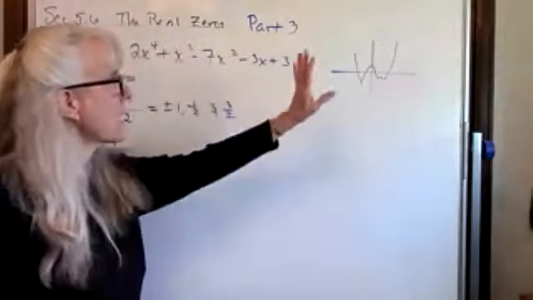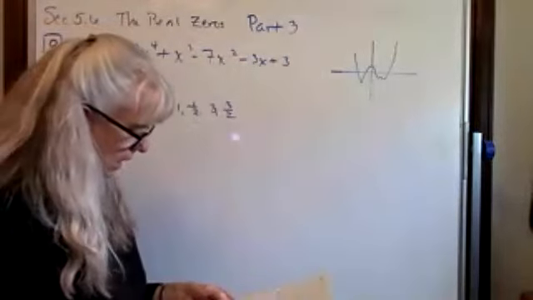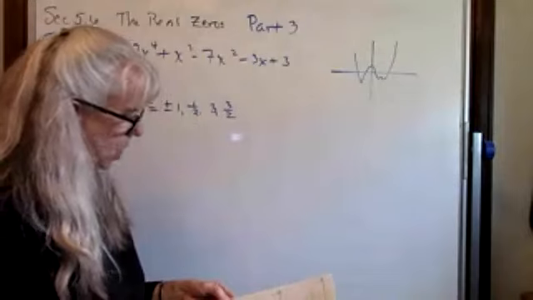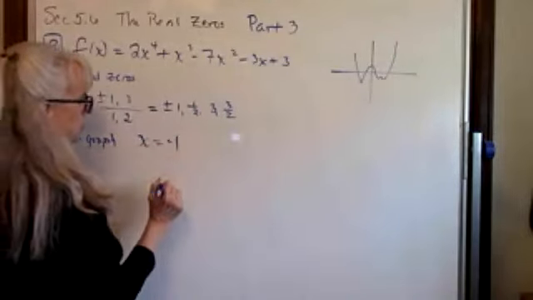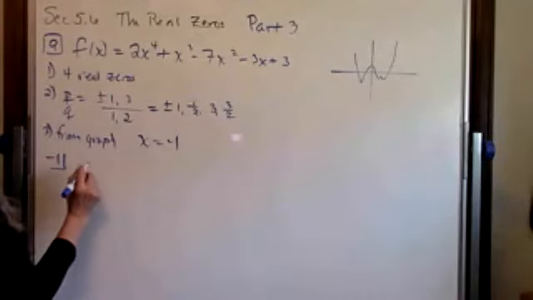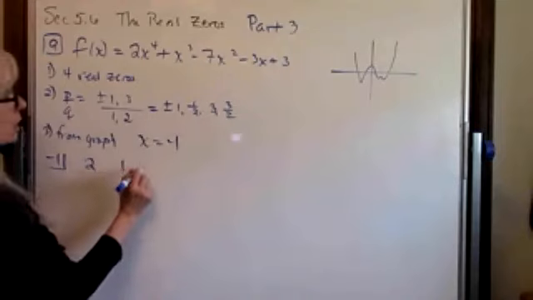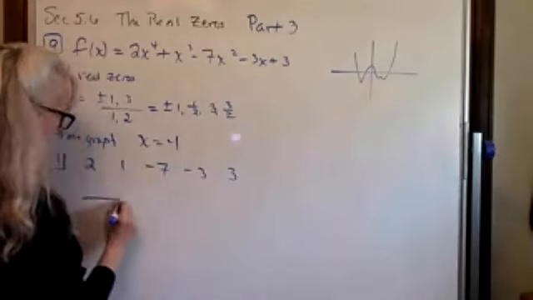So we're going to compare that picture to our list. When you compare that picture to your list, we can see that -1 is a 0. So from the graph, we're going to try x equals -1. That's the easiest one to pick up, so we'll pick it up. So we have as our coefficients 2, 1, -7, -3, and 3.